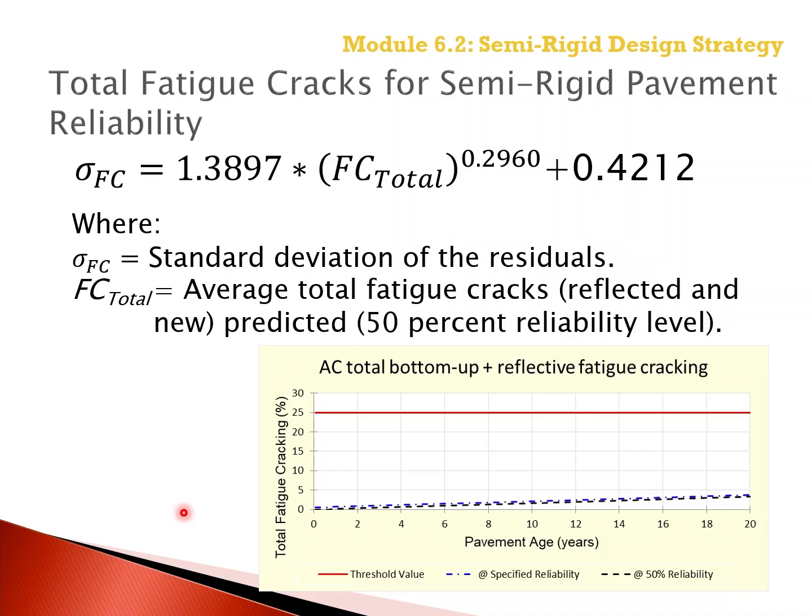This now shows the reliability for total fatigue cracks for semi-rigid pavements. Again, it is the standard deviation of the residuals for total fatigue cracking as a function of the total fatigue cracking predicted by the Pavement ME design software. The total fatigue cracking represents the reflective plus any new fatigue cracking, bottom-up fatigue cracking, in the asphalt layer itself. And so this is simply the standard deviation of the residuals for total fatigue cracking.